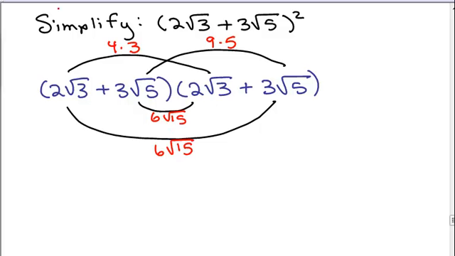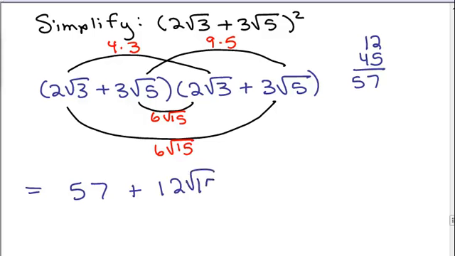So what I like about this method is I can see the 12 plus 45, and I could do that over here. What's 12 plus 45? So the answer is going to be 57 plus, and then I add these two terms, 6 square roots of 15 plus 6 square roots of 15 is 12 square roots of 15.